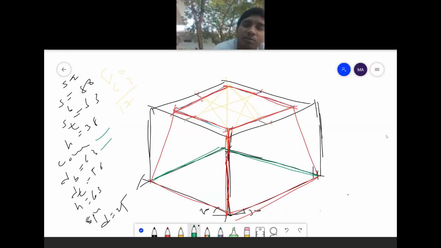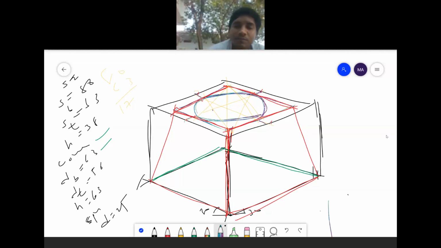Using the four center method, this as center, use this pen. This as center, this as radius, I will draw an arc. This as center, this as radius, I will draw an arc. This as center, this as radius, I will draw one arc. I will construct one circle using the four center method.